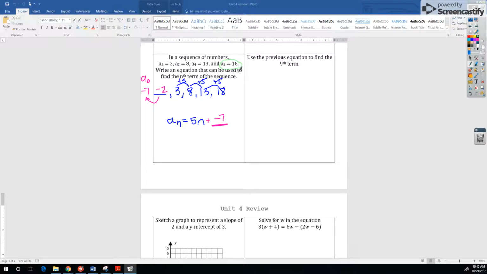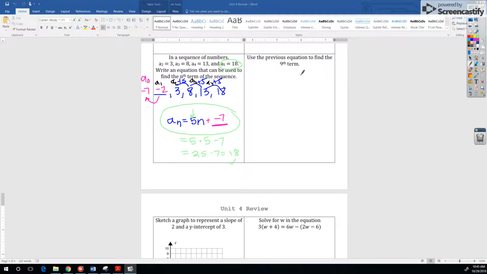A sub 5 is 18, so when I plug in a 5, I should get 18. So is 5 times 5 minus 7 equal to 18? 5 times 5 is 25, and 25 minus 7 surely is 18. So this is my equation. I took the number that we're increasing by every time, and that goes right there. Then I have to go back. This is the first term, the second term, the third term, the fourth term. So I have to go back and find the 0 term, and that's what goes right there. That's technically my y-intercept.